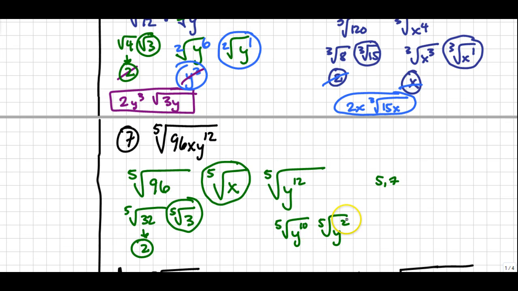So we got the 10 and the 2 there. The 10 divides by the 5, giving me a y squared. Not under the radical anymore, because those are nice even numbers. This y squared has to stay under the radical because he's smaller than the root.